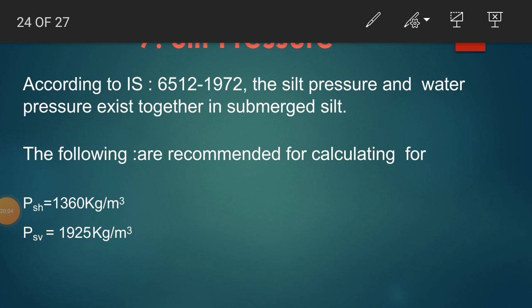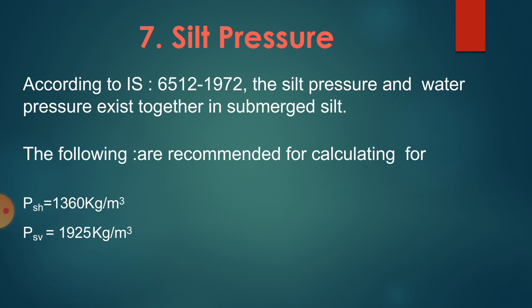Silt pressure, according to IS 6512-1972: the silt pressure and the water pressure exist together in the submerged silt. The following are the recommendations for calculating: PSH, that is horizontal silt pressure, is equal to 1360 kg per meter cube, and PSV is equal to 1925 kg per meter cube.